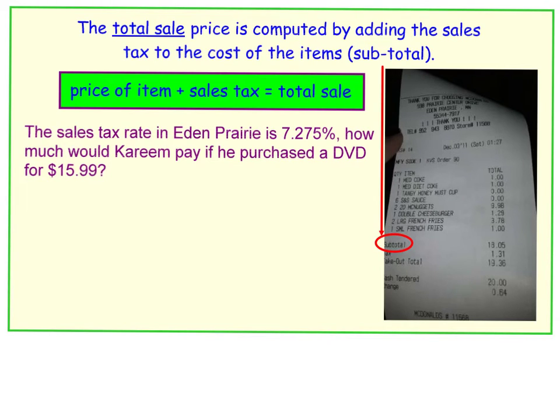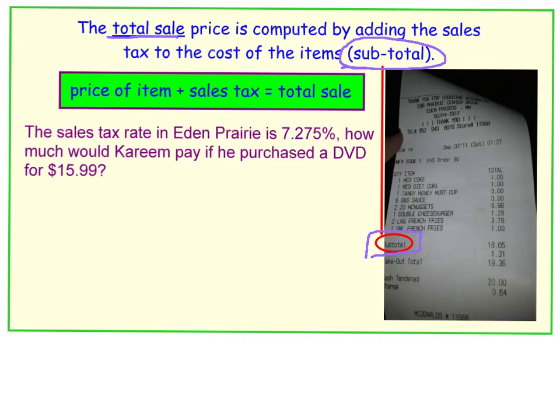In the last example, we simply calculated the tax. But most of the time, it's not just the tax that we need to know. We also need to know what is going to be the total sale price. The total sale price is computed by adding the sales tax to the cost of the items. And we have an additional vocabulary word here, and that is subtotal. You will notice that we got an actual receipt from McDonald's, and most receipts will first calculate a subtotal, which is simply all of your items added up. Then based on that subtotal, that's how your tax is going to be calculated.